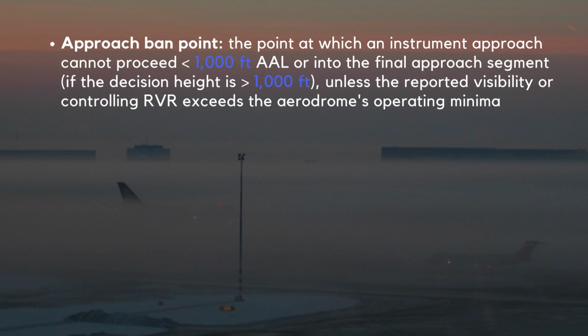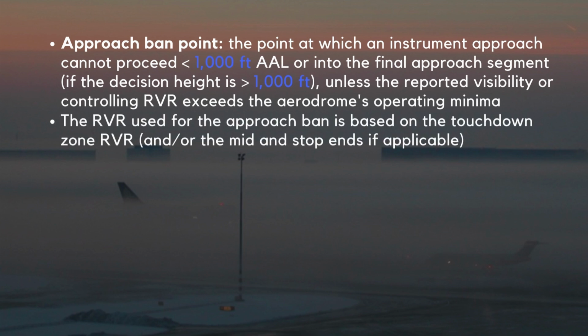The approach band point is the point at which an instrument approach cannot proceed below 1,000 feet above the aerodrome elevation or into the final approach segment if the decision height is above 1,000 feet, unless the reported visibility or controlling RVR exceeds the aerodrome's operating minima. The RVR used for the approach band is based on the touchdown zone RVR and/or the mid and stop ends if applicable. We'll cover specific RVR criteria later in the tutorial.